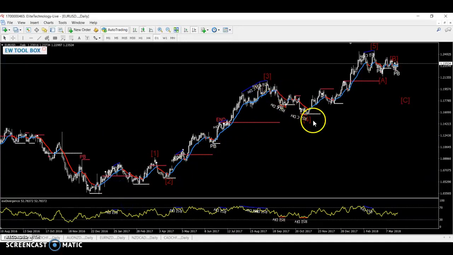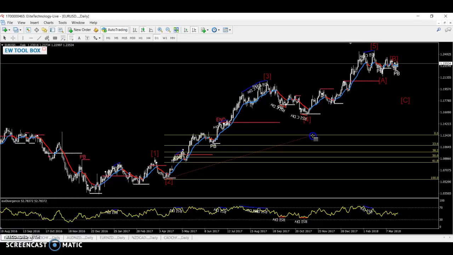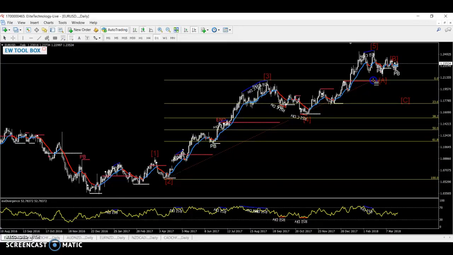After that, we look for a pullback to the 38.2 of wave 3. So you'd start from here, use your Fib levels to come all the way up for Fibonacci retracement, and as you can see, it hits just short of that 38.2, which shows a validation. It's not always going to be 100% exact, but the majority of the time it'll hit and bounce off that level, and as you can see, it just about tests it.